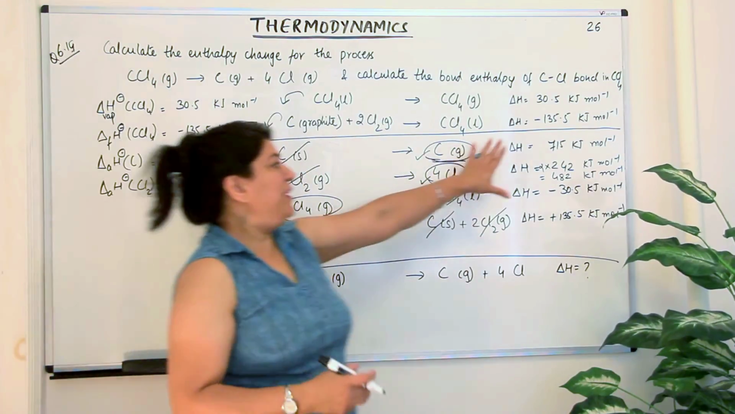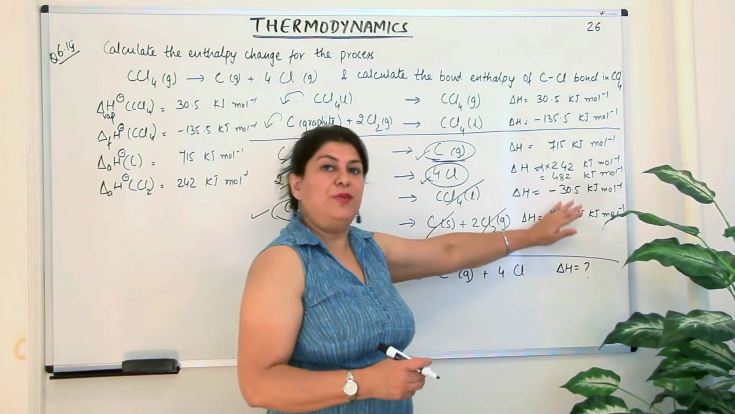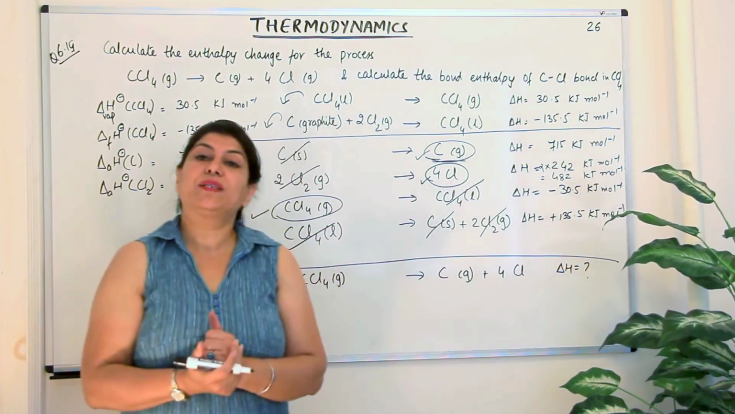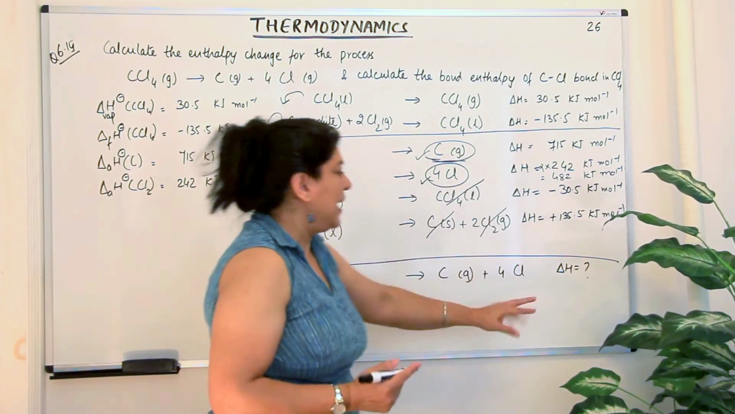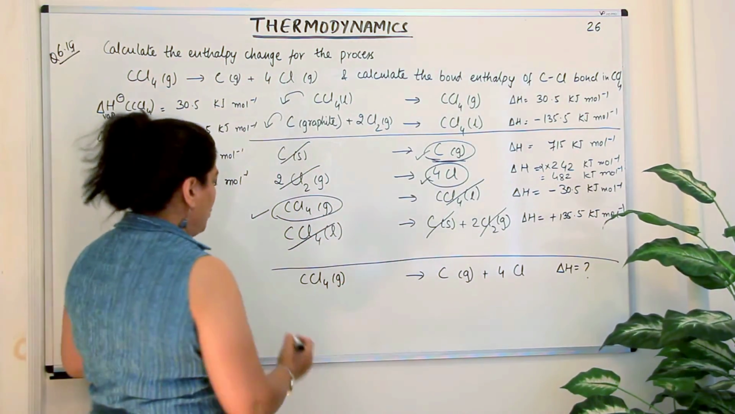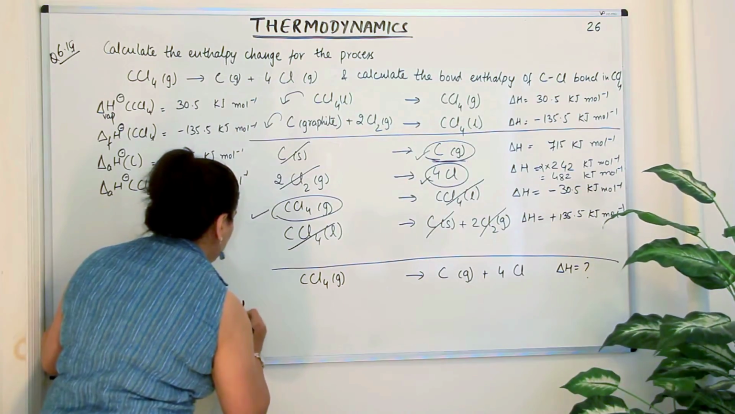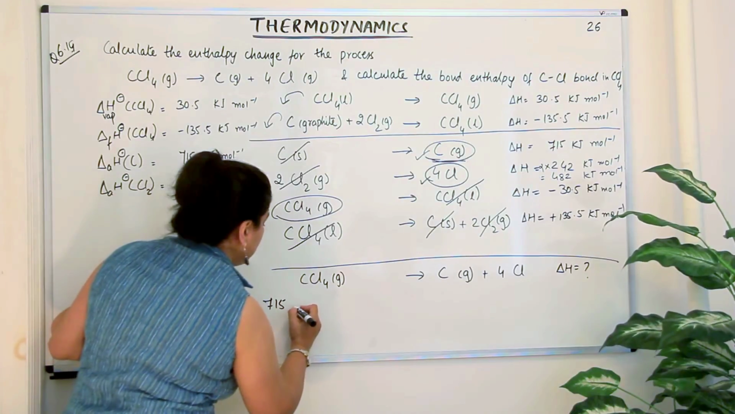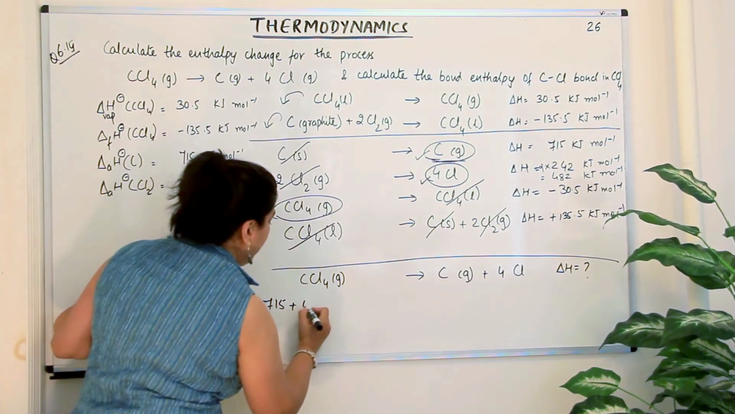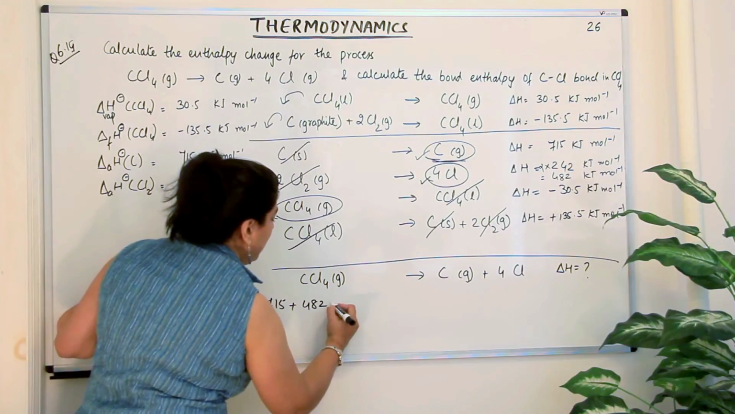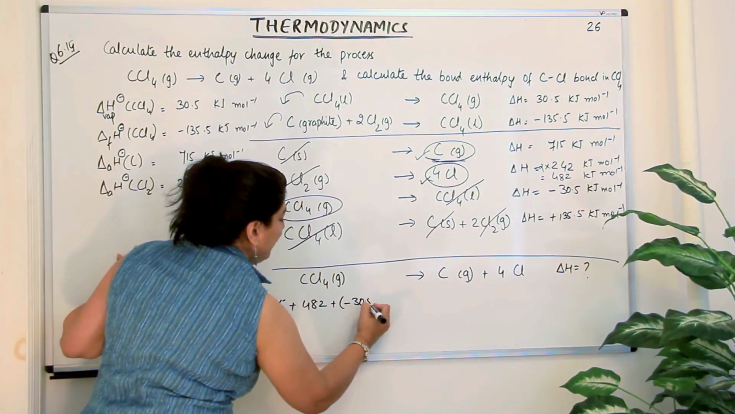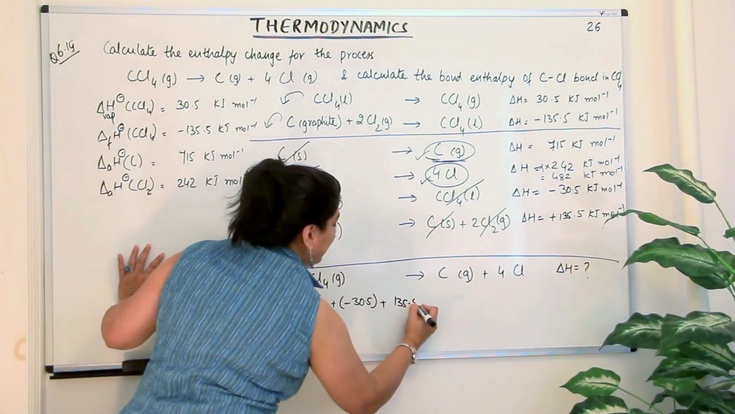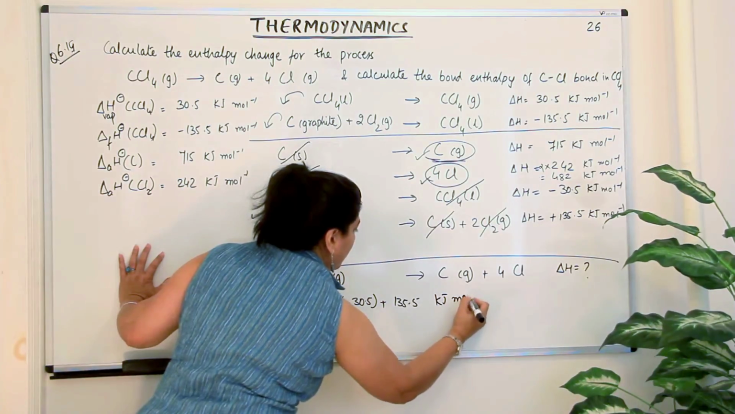So if we have done that and we took care of the signs and we multiplied whatever we did, we carried out the changes in enthalpies also. Now all we have to do according to Hess's law is find the sum of all these enthalpies to get the enthalpy of this reaction. So the sum of all enthalpies, delta H for this reaction would be equal to 715 kilojoules per mole plus 2 into 242 is 482 kilojoules per mole plus minus 30.5 kilojoules per mole plus 135.5 kilojoules per mole, right?